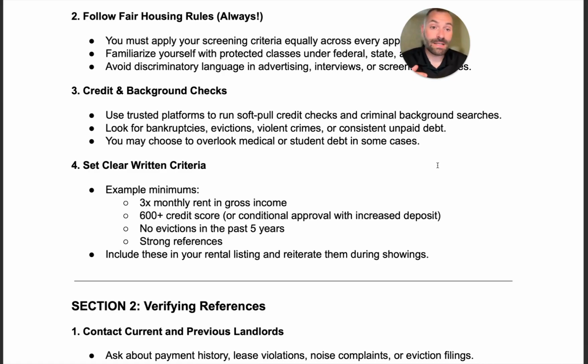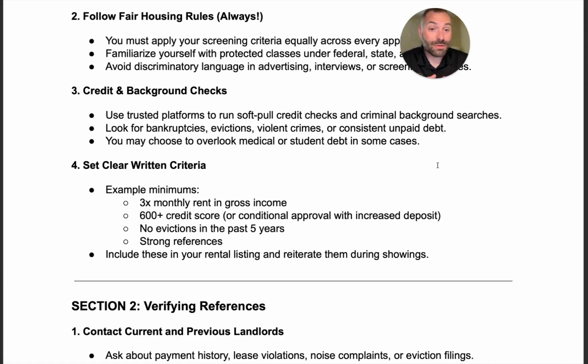You're looking for things like evictions, bankruptcies, violent crimes, or just consistent unpaid debt. These are warning signs to you that there might be a problem with this person over time as a tenant. You can choose to overlook other debt like medical and student debt. Medical you really don't have a choice with, and student debt is actually them bettering themselves. So, use your discretion with stuff like that.